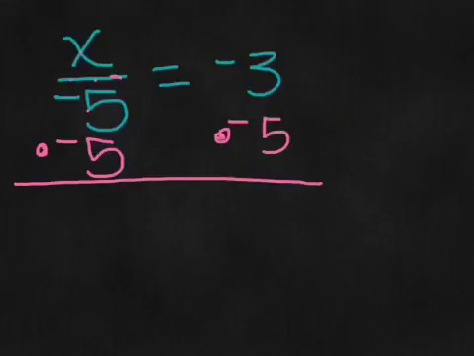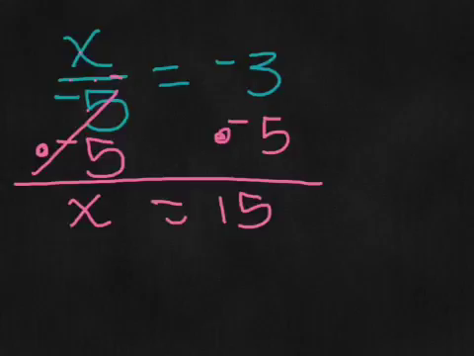Again, remember why I'm doing this. I'm trying to isolate my variable x. So x divided by -5 times -5. I've undone the divided by -5 by using the inverse, times -5, and I'm just left with x over here. And -3 times -5 is 15. So x is equal to 15.